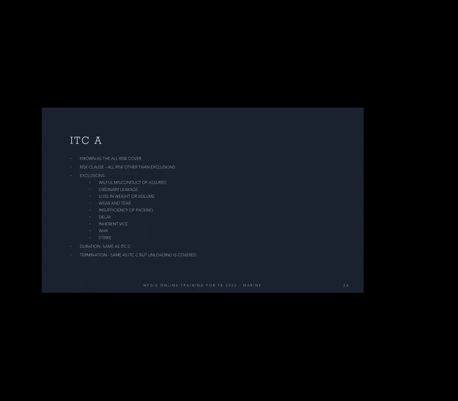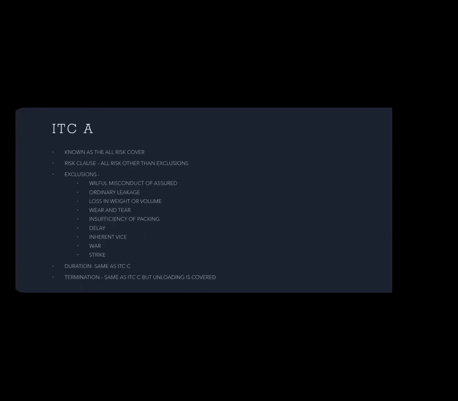Now exclusion, it is same as ITC-C, where malicious damage is also excluded. Malicious damage is also excluded. So duration is same as ITC-C. Termination is also same as ITC-C. So you need not study anything new as far as duration and termination is concerned for ITC-B.